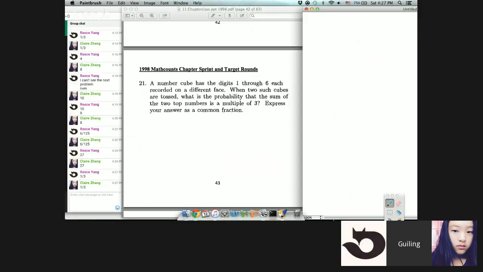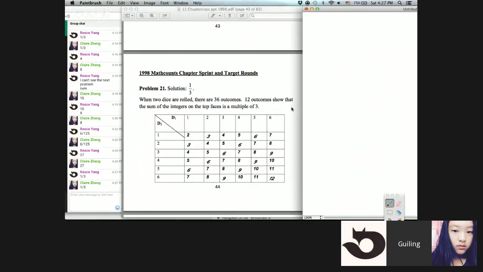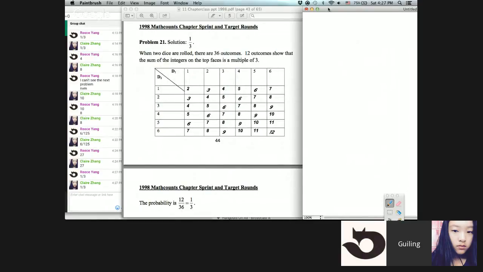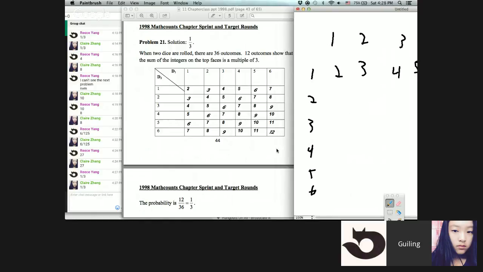Right, nice job. The answer is 1/3. So yeah, this is the way I did it as well. Basically, it's not too hard. You just make a little chart of 1, 2, 3, 4, 5, 6, and 1, 2, 3, 4, 5, 6, and just list out all the possibilities. It might seem long, but it actually doesn't take too long compared to the time it takes to solve it. Maybe 30 seconds more.